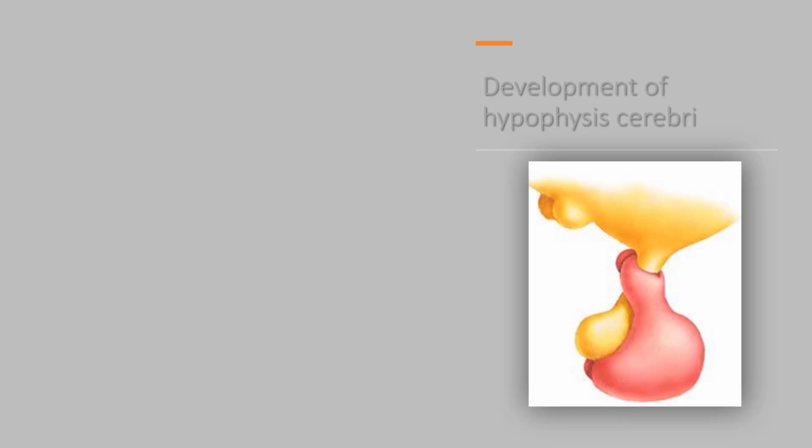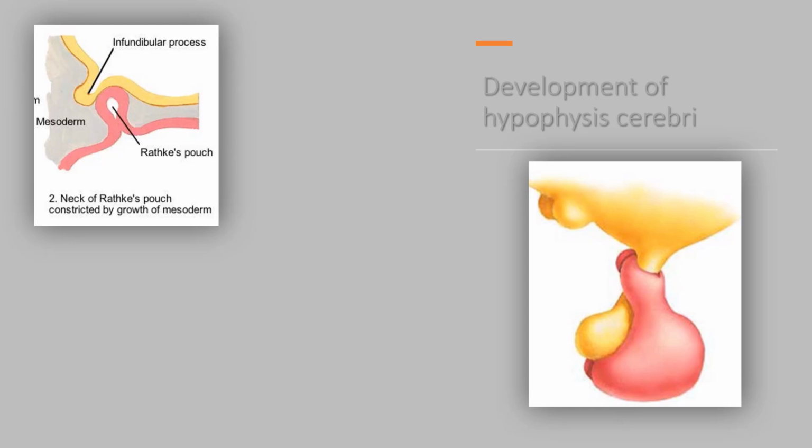Let us look at the development of hypophysis cerebri. This picture shows a surface ectoderm, that is the roof of the oral cavity, roof of the stomatodeum, and this is neurectoderm, the developing brain. The developing brain invaginates down towards the mesoderm in the form of the infundibular process. At the same time, the ectoderm invaginates up in the form of Rathke's pouch.